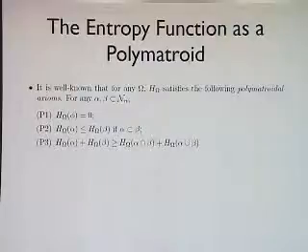Now, it is well known that for any collection of random variables omega, the corresponding entropy function satisfies the so-called polymatroid axioms. Specifically, for any alpha and beta, which are subsets of script n, we have, number 1, h of the empty set is equal to 0, which is by definition. Number 2, h of alpha is less than or equal to h of beta if alpha is a subset of beta. And number 3, h of alpha plus h of beta is bigger than or equal to h of alpha intersect beta plus h of alpha union beta.